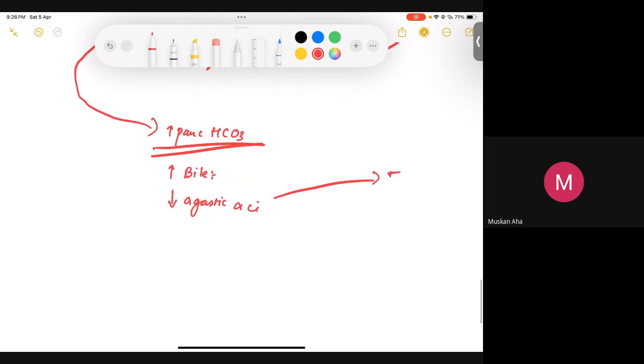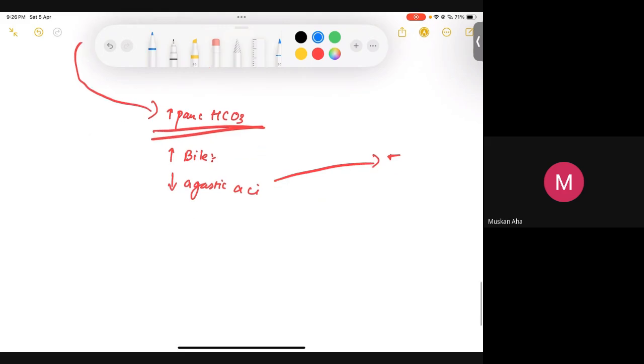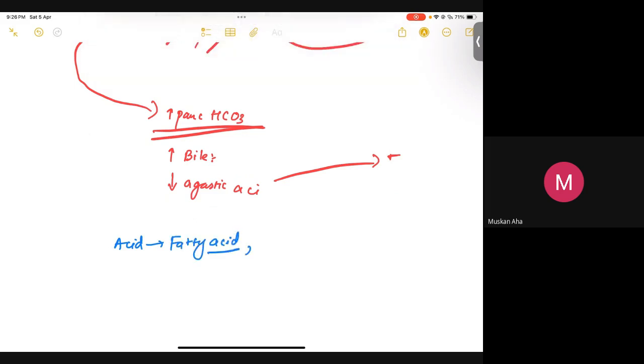Is that clear? Okay, so let's discuss some of the stimuli for the release of your secretin. Again, it's going to be your acid, as we discussed. Fatty acids, they're also acidic in nature. And what else?